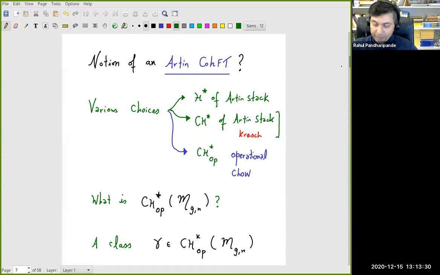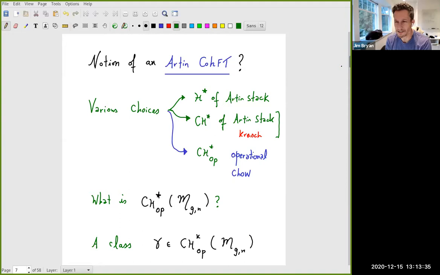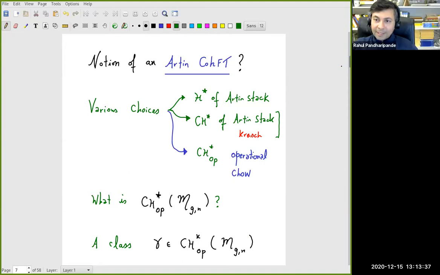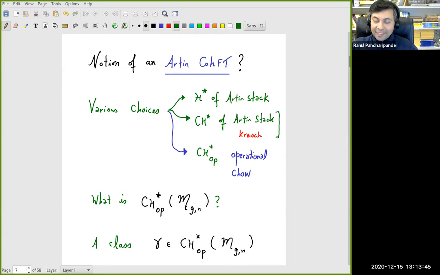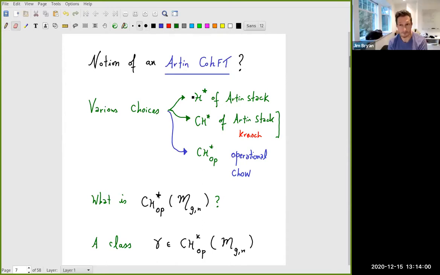So what is this operational Chow theory of the Artin stack? That stack is no longer finite type, right? Is it even finite dimensional? These cohomology theories? I mean, the stack is finite dimensional. The cohomology theories, I mean, the Chow stuff is usually not finite dimensional. Maybe your question is whether the cohomology of this Artin stack is finite dimensional in every grading. I suspect that's true. Yeah, I think that's true.